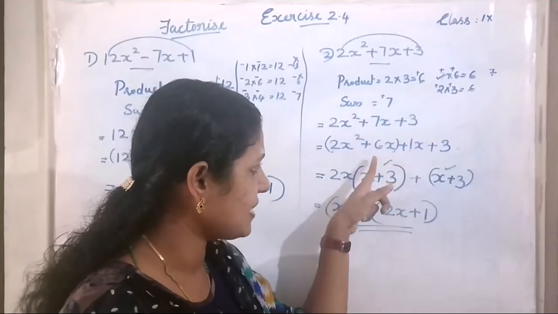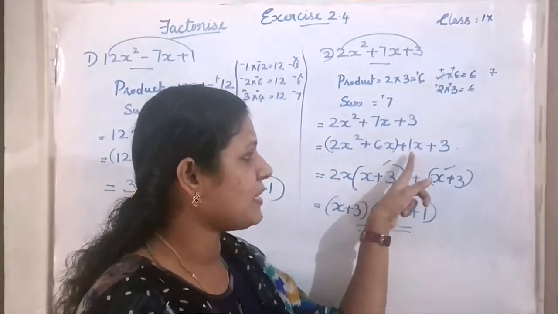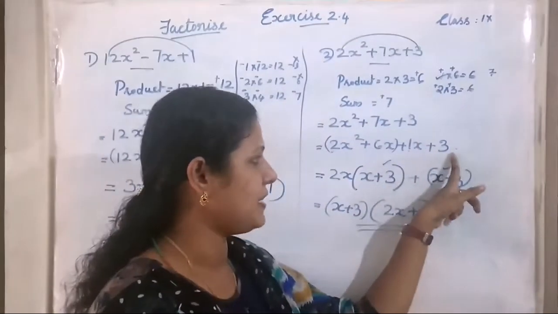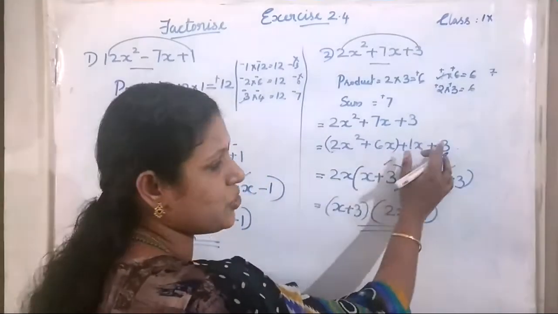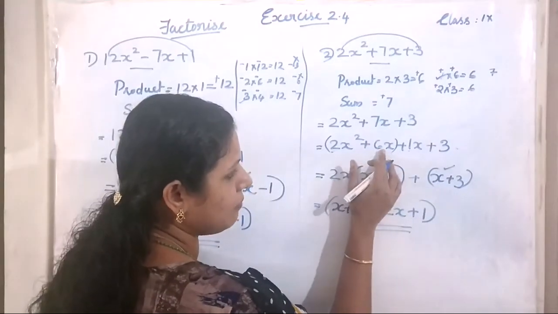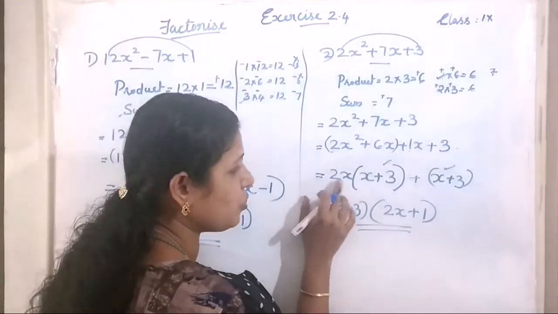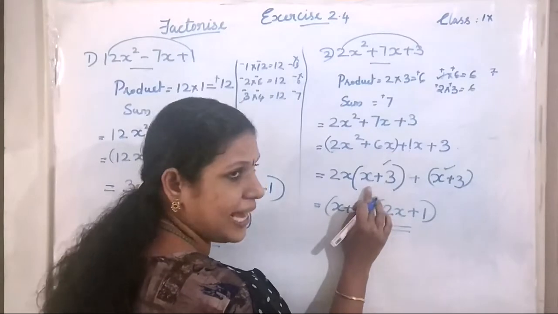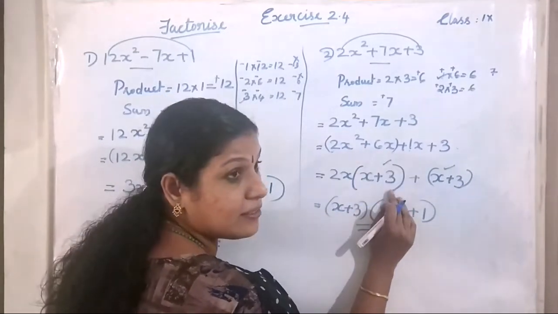Instead of this 7x, we write 6x plus 1x, then plus 3. Then we categorize into two parts, the first category and the second category. In the first two terms, 2x is the common factor. The remaining is x here, and here it is 3.